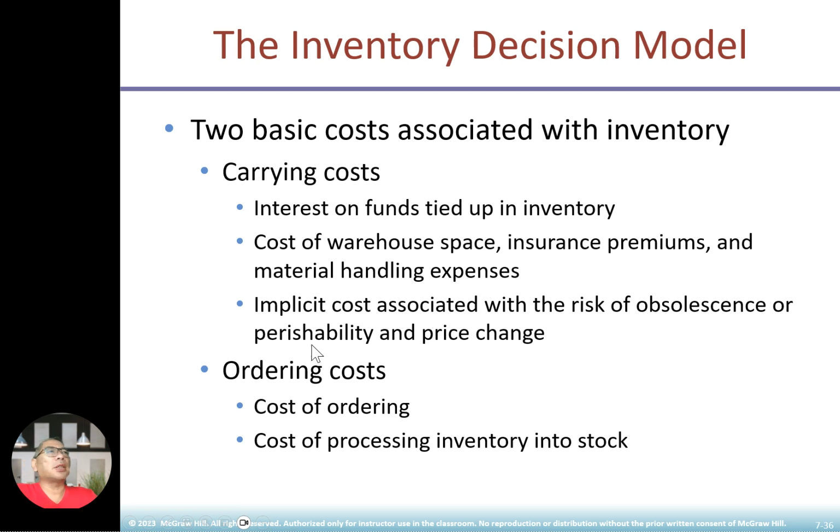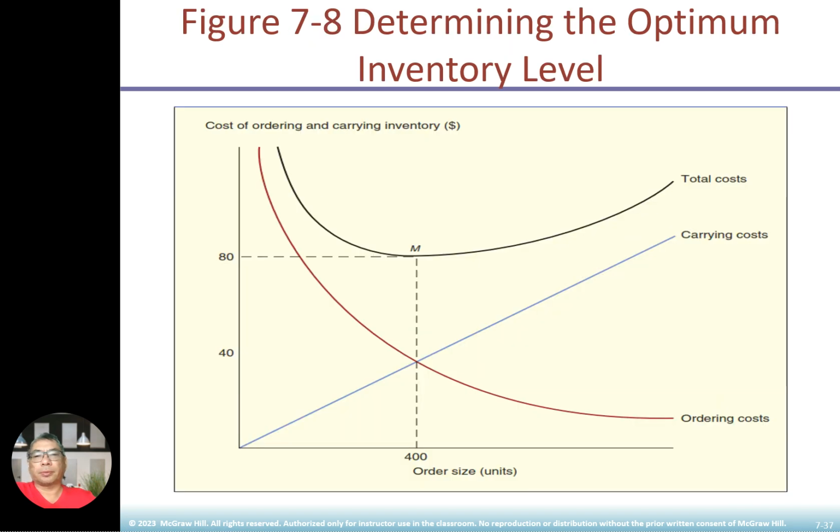And as well there's an ordering cost here: the cost of ordering and the cost of processing inventory to stock. So carrying inventory is quite expensive because you have to bear all these carrying costs and ordering costs. This is an example of the optimal inventory level. There's a total cost here at the top.